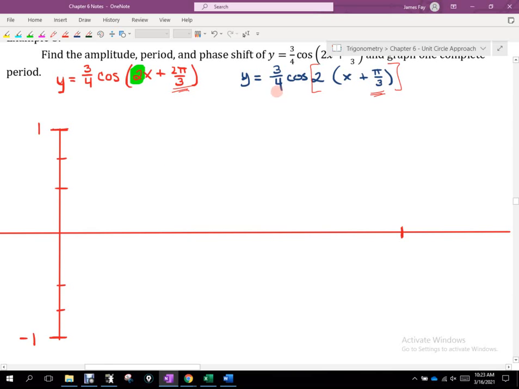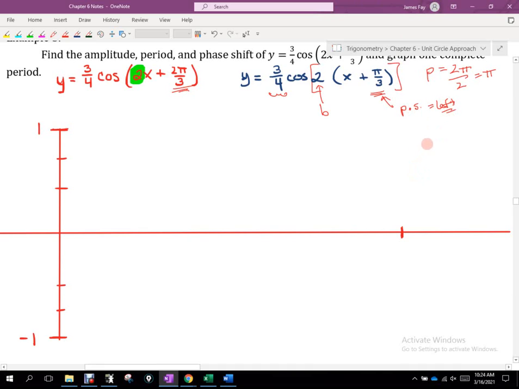So now identifying these things, this is my vertical stretch. And because it's between 0 and 1, it's actually a shrink. That's the amplitude, take the absolute value of it. The factor that we pulled out is our b value. And what does b impact? Period. So the period is 2 pi over 2 in this case, so pi. And then the pi over 3 is our phase shift. And which direction is that going to move? Left.